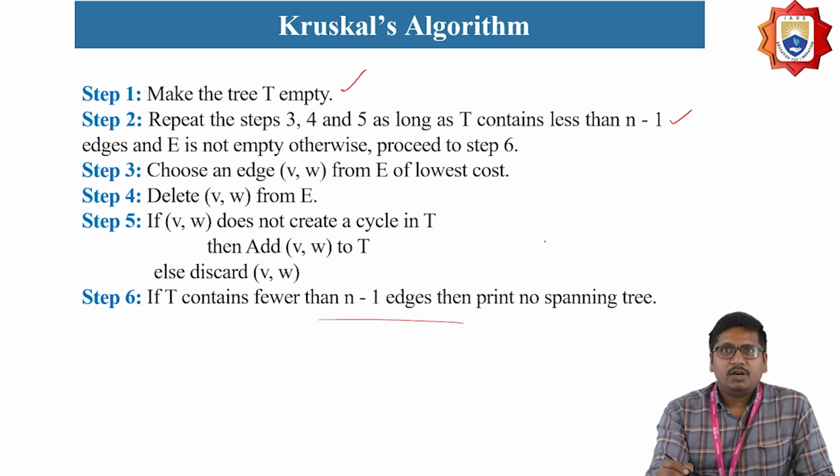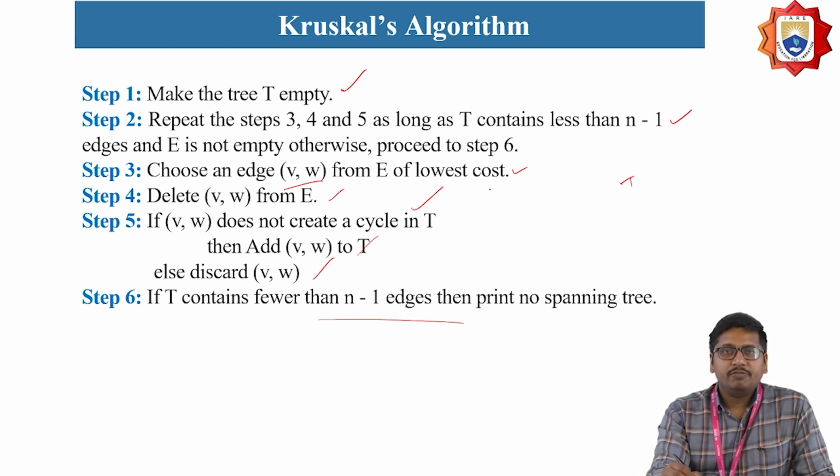Before that, we have to choose an edge from E of the lowest cost and then delete it from the edge set. If the edge does not form a cycle in the tree, then add the edge to the tree; otherwise, discard it. So first make the tree empty, and then repeat steps 3, 4, 5 until the tree contains n minus 1 edges.